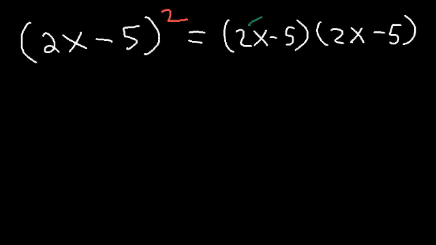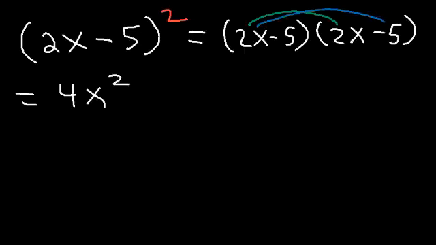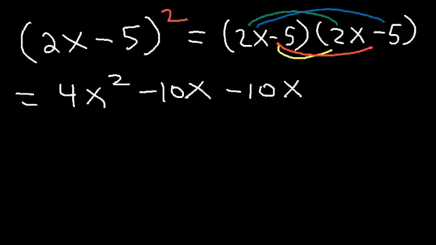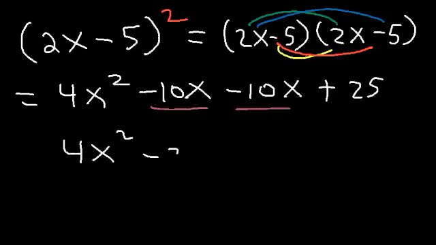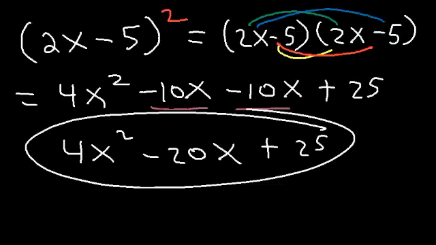Let's FOIL. 2x times 2x is equal to 4x squared. 2x times negative 5 is negative 10x. Negative 5 times 2x is also negative 10x. And finally, negative 5 times negative 5 is positive 25. So now let's combine these terms. Negative 10x minus 10x is negative 20x. And so this is the answer. It's 4x squared minus 20x plus 25.